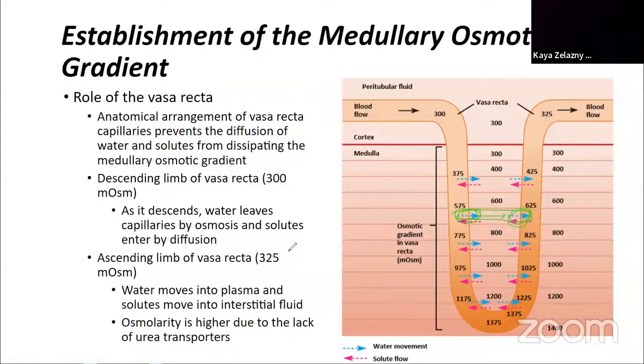This is a place where we do see urea able to move, or sorry, urea has moved into the medulla, but we have higher osmolarity here in the blood because of the lack of the urea transporters.